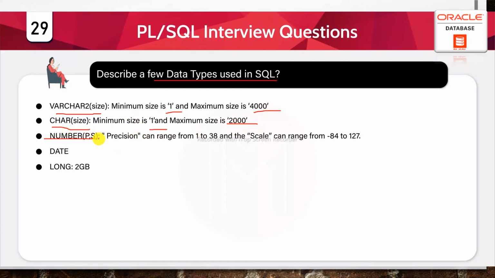Next, the number data type. Precision can range from 1 to 38 and the scale can range from -84 to 127. Then the next data type we have is the date data type, to store the date. And next is long, which is of 2 GB.